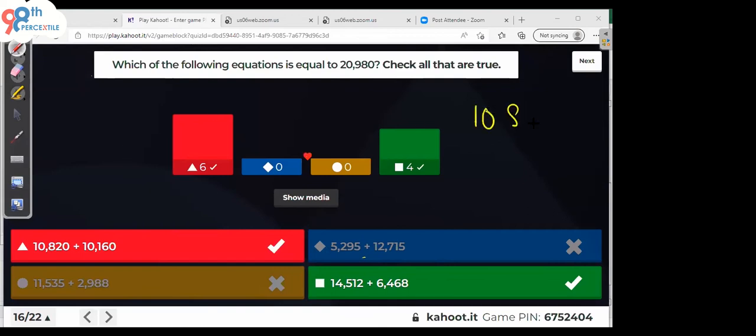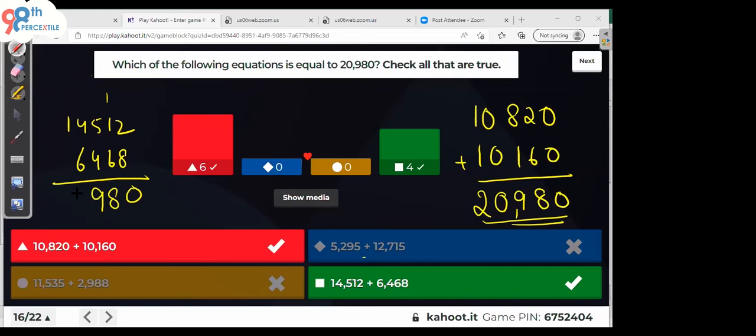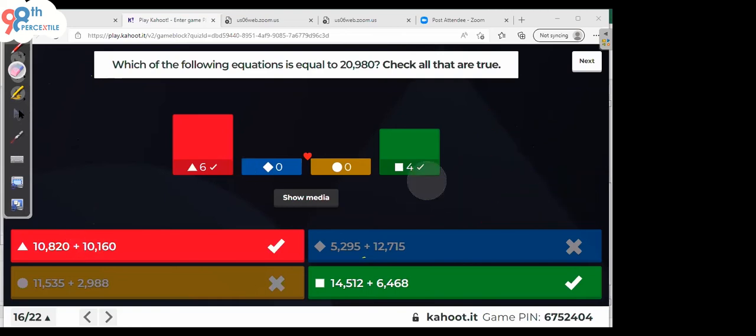So 10,820 plus 10,160. When you're adding it, 0, 8, then we get 9 here, then 0, then 20. So 20,980, here also we are getting. So addition, keep it properly according to the place value. See here, 10, 7, 8, then we have a 9, 4 plus 6 is equal to 10, and 1 plus 1 equal to 2. So in both cases, we are getting 20,980. So we must keep according to the place value only. That's the main factor here.